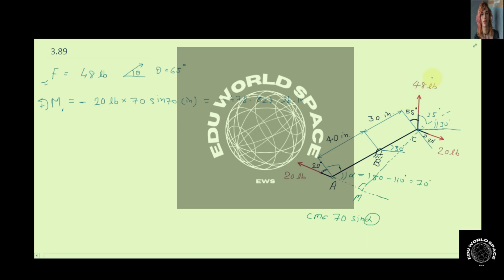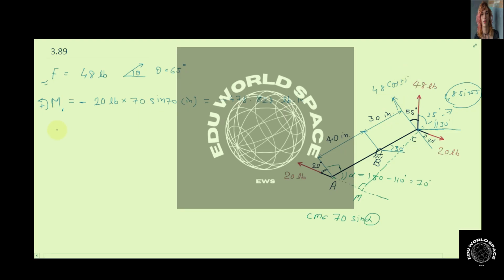We can resolve this 48 pound force along this line ABC and perpendicular to the line ABC. Its component along the line ABC will be 48 sine 55, and its perpendicular component in this direction will be 48 cos 55, since this angle is 55 degree. So there will be no effect because of this 48 sine 55 pound force, because its line of action is passing through the point B. So the only moment will be because of this 48 cos 55 pound force.